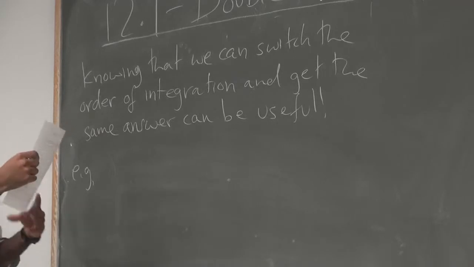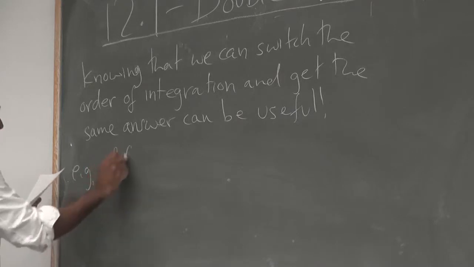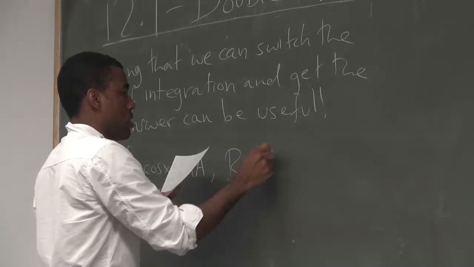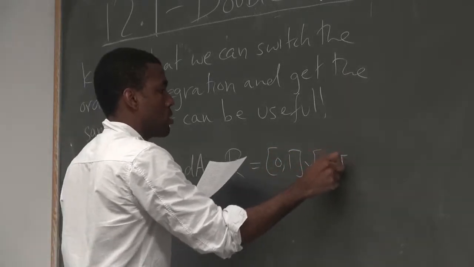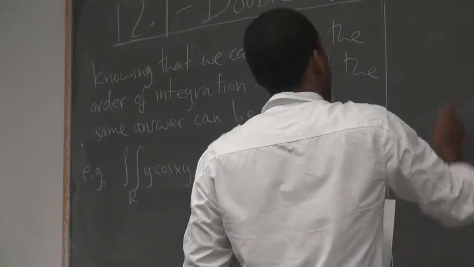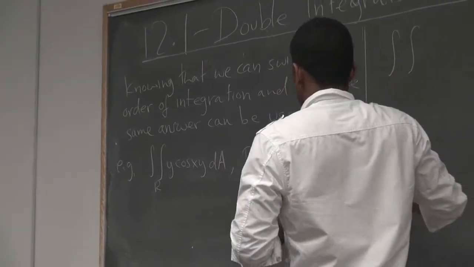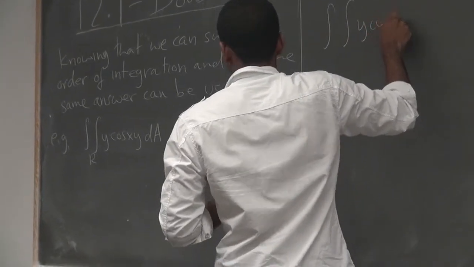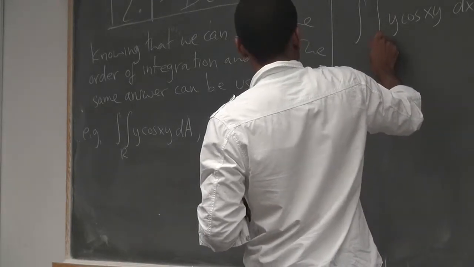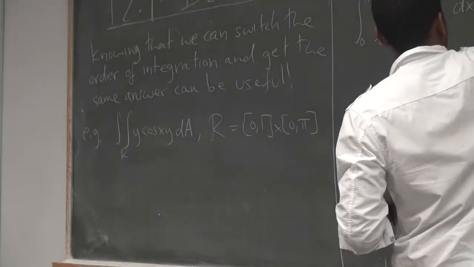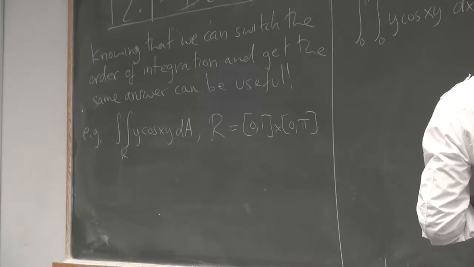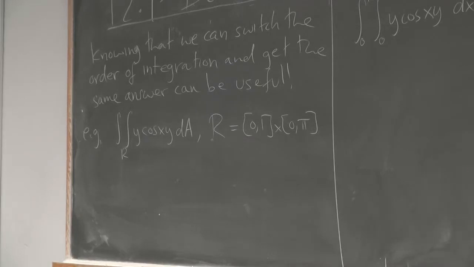Example, look at this guy. The double integral over R of y cosine xy dA, where R is 0 to 1 by 0 to pi. So now look at how we can do this. In one case, y cosine xy: I can do the x first, the y second, in which case I would do 0 to 1, then 0 to pi, versus I can do the y first and then the x second.